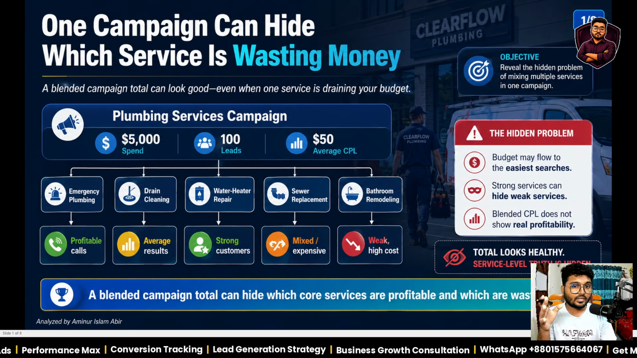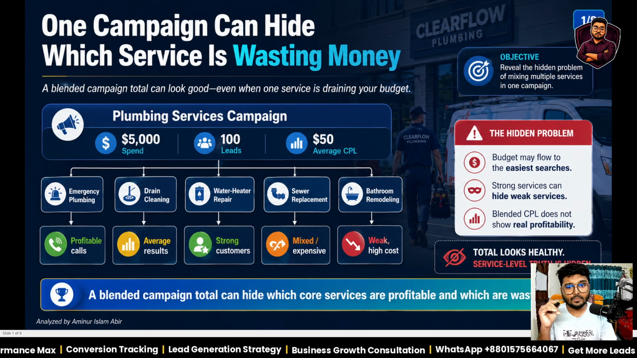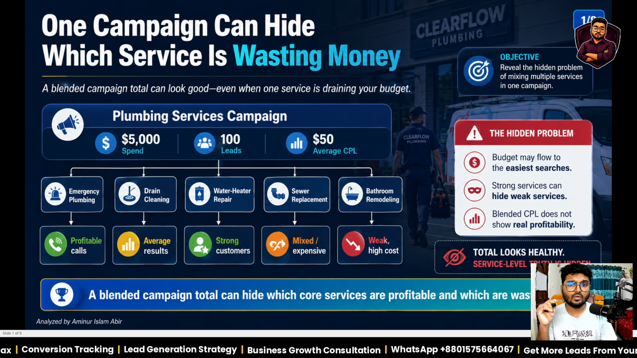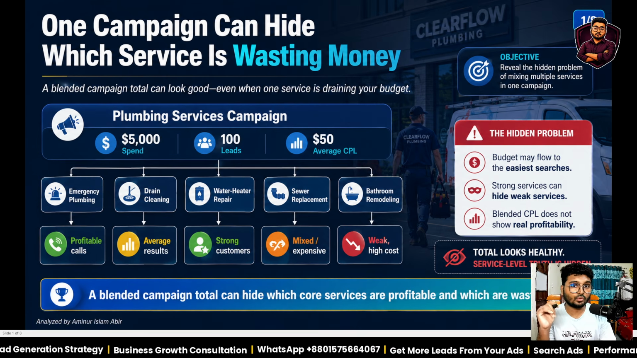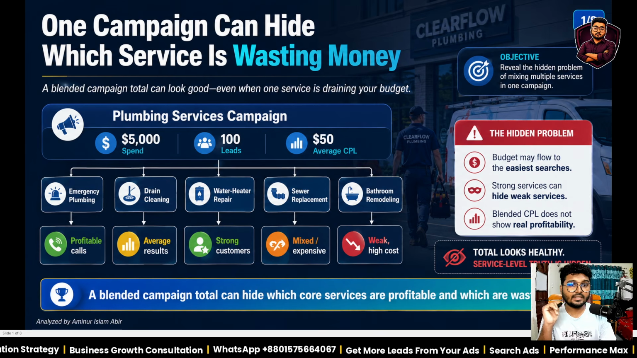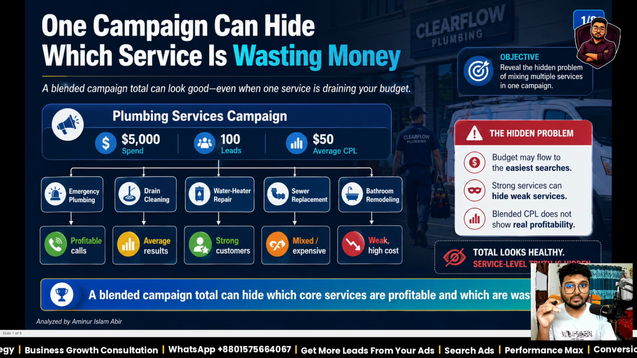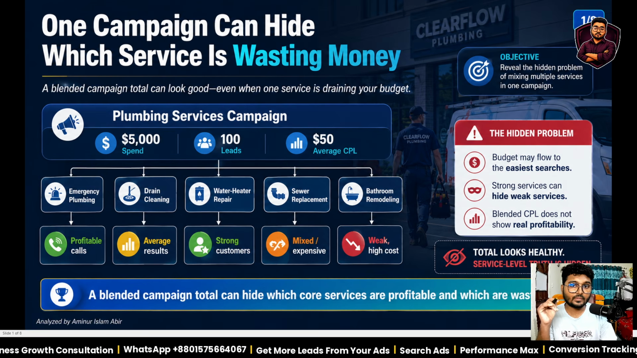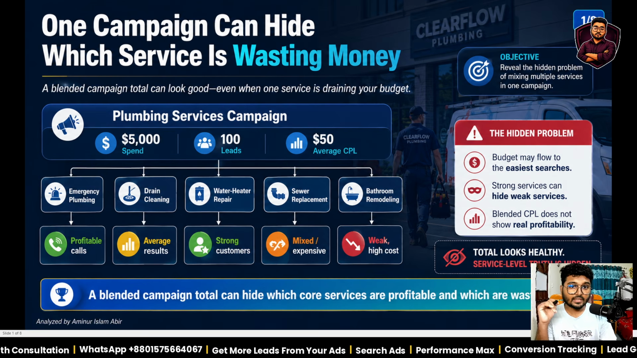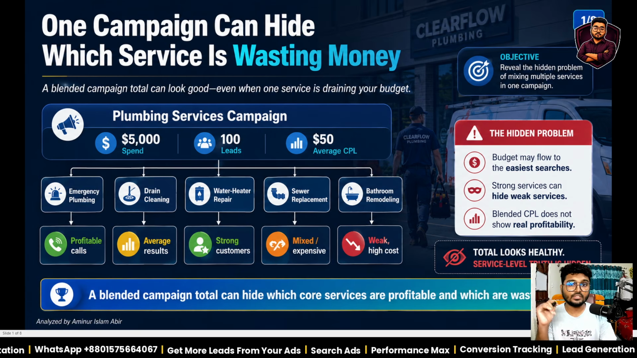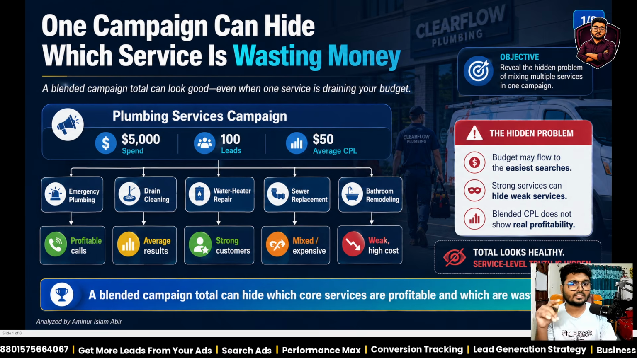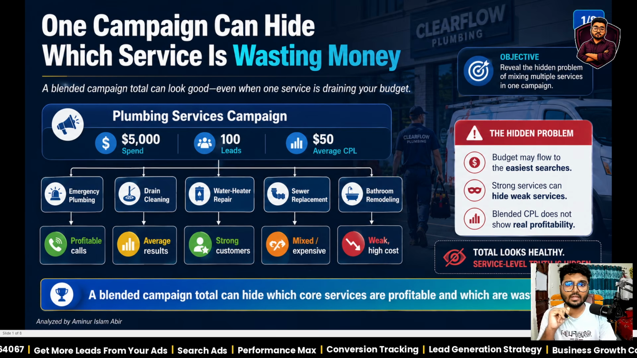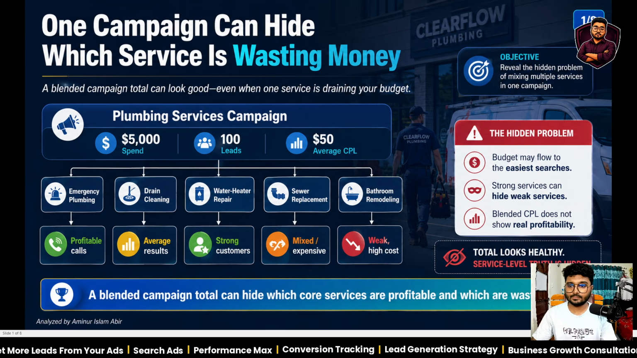Weak services can also hide behind strong services. The overall campaign may remain profitable, while one service continues wasting money. A blended campaign average can make weak services look acceptable and profitable services look less important. A $50 drain cleaning lead and a $50 sewer replacement lead do not have the same value. One campaign total can hide which service creates profit and which service consumes budget without creating valuable customers. To solve the problem, we first need to understand what one campaign equals one core service actually means.